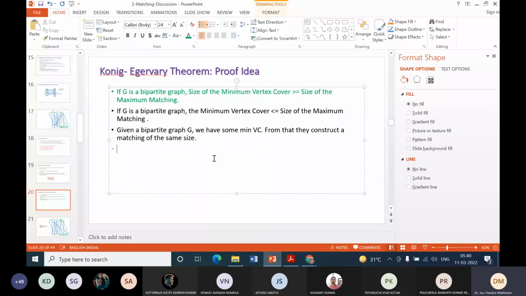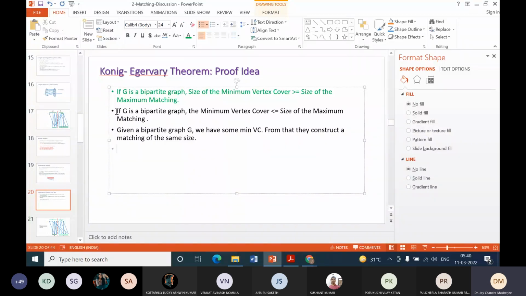We have to prove the next statement. If G is a bipartite graph, then the minimum vertex cover is less than equal to the size of the maximum match in a bipartite graph. अगर मैं ये proof कर देता हूँ, then both this inequality to be satisfied simultaneously, they must be equal. Okay. So to prove this statement, so this is our objective right now.